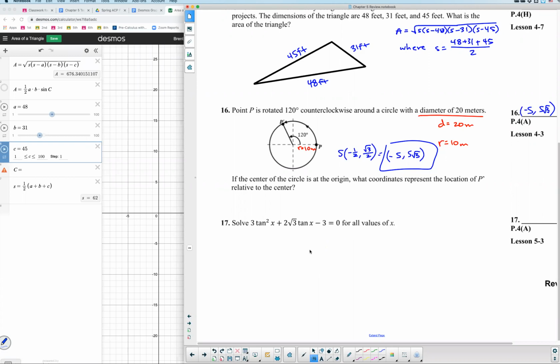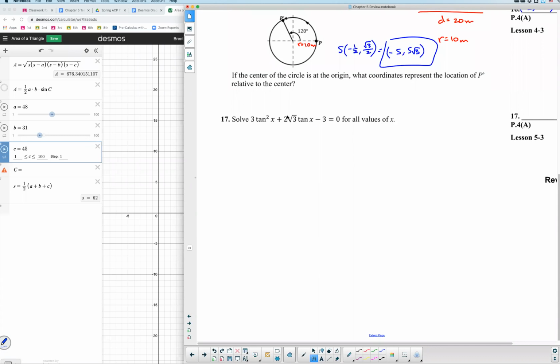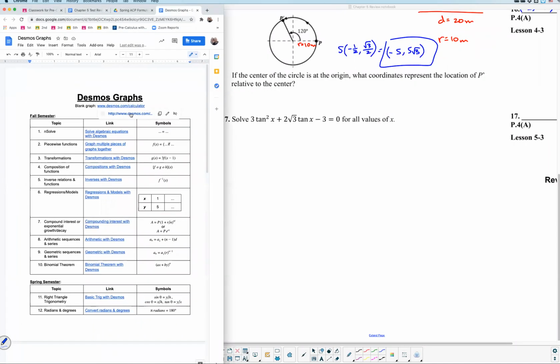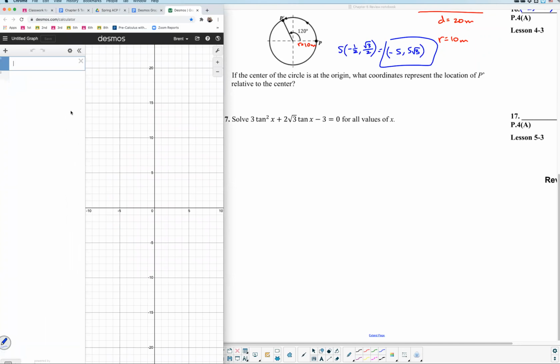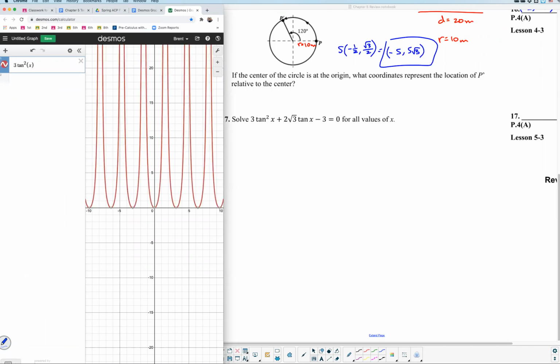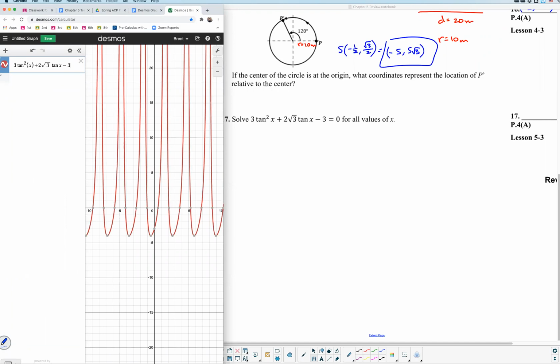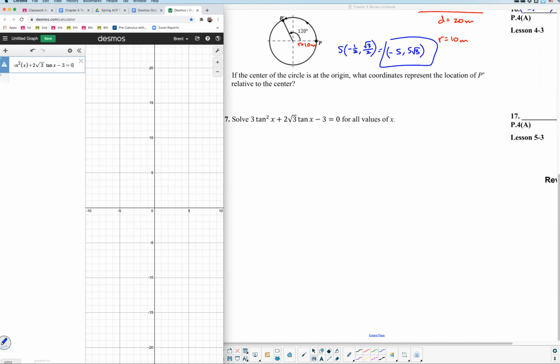All right. Number 17. I really need to go back and reevaluate these values. These are not very good. But what we learned in lesson 5.3 is that we can use your calculator to solve all these problems. So I'm just going to get a blank calculator here, and I'll show you. So nothing special here. On Desmos, what you do if you want to solve problems is you type in the problem as given. So 3 tangent squared x plus 2 square root 3 tangent x minus 3 equals 0.